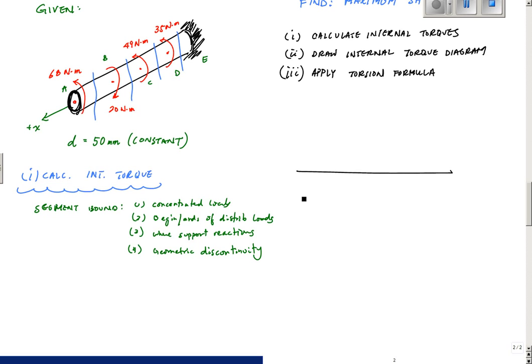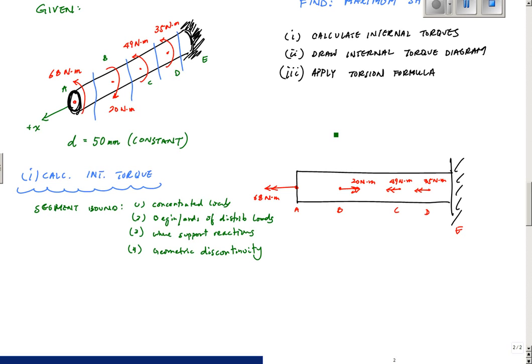So here, just in 2D, here is my fixed end. At point A, I have a torque. Using the right-hand rule, with my thumb pointing in the double arrow direction, here is my 68 Newton meters at A. At B, I've got going the other way, 20 Newton meters. Then at C, I've got 49 Newton meters. And then at D, I got this 35 Newton meters. There we go. And then this is my reaction at E. And so now I know that I want to cut here, here, here, and here, one at a time.